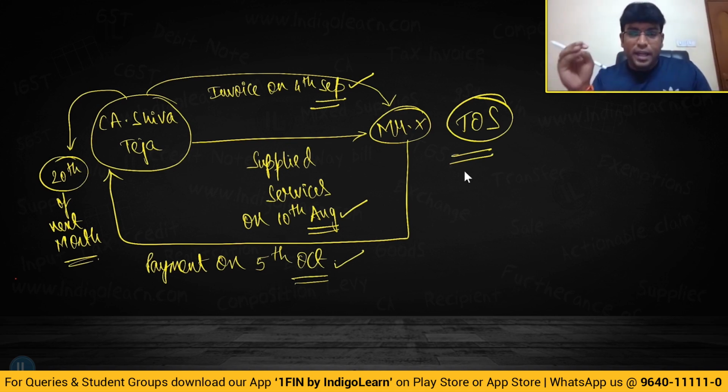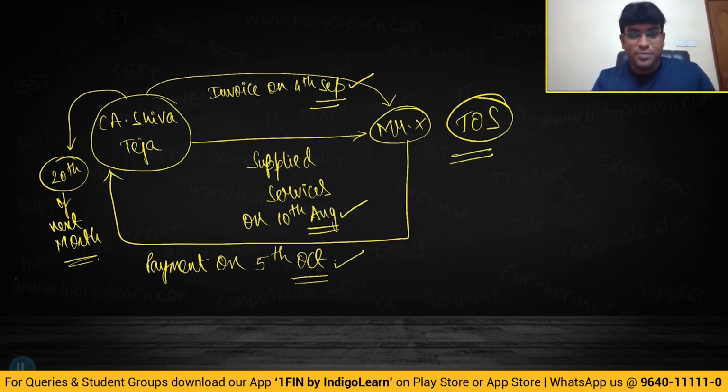But the time of supply topic clearly tells us what is the trigger point. That is, the point in time when the liability to pay tax will arise. So if you look at it from Shiva Teja's point of view, I will say 5th October is better for me because that is when I got payment. But practically it won't happen like that. Practically it happens many times that we end up paying tax before itself, even without receiving payment. So it's very important to know that we have to pay tax on certain occasions even though we don't receive that money.